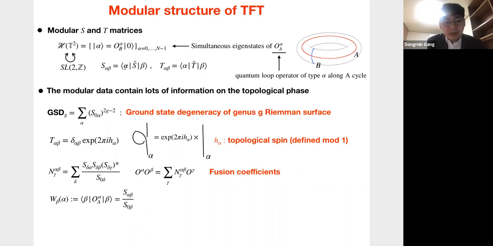So these are the basic ingredients of the modular data, and this modular data contains a lot of information about the topological phase. Using this modular data, we can compute the ground state degeneracy on an arbitrary Riemann surface using the so-called Verlinde formula. The T matrix is a diagonal matrix whose diagonal elements are given by the exponential of the topological spin h alpha. We can also compute the fusion coefficients of the loop operators from this modular data.